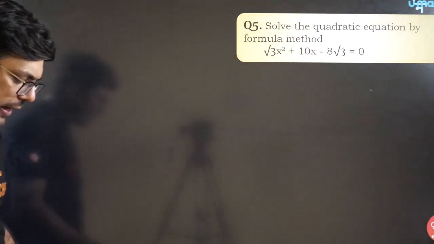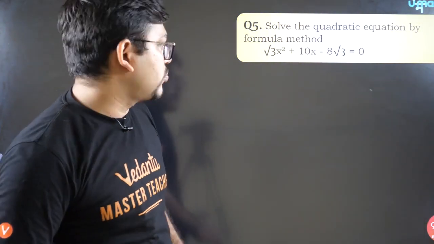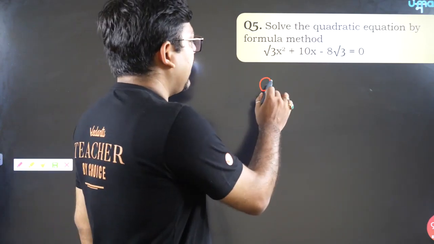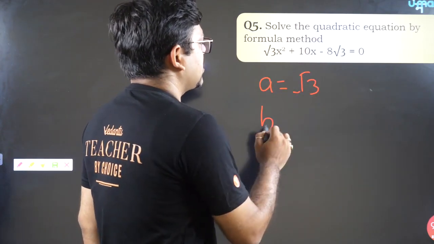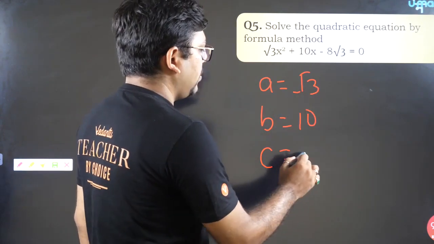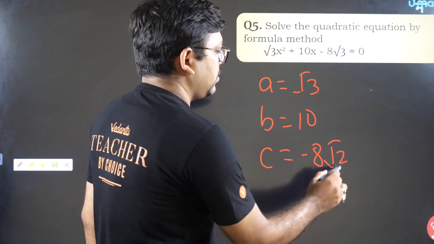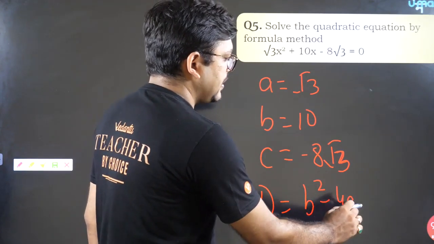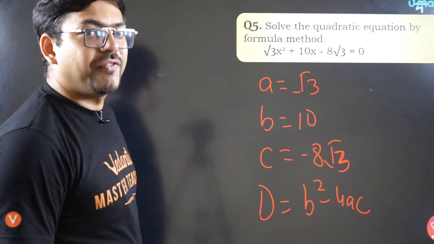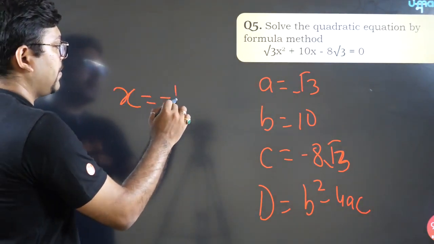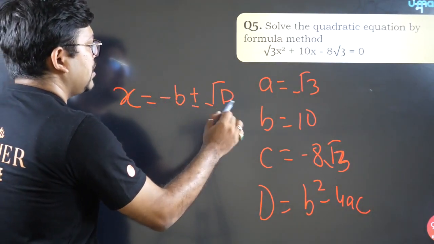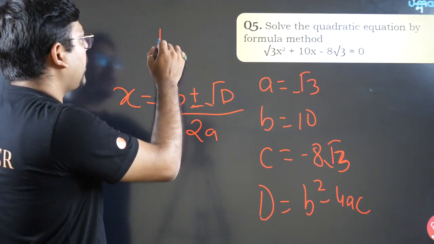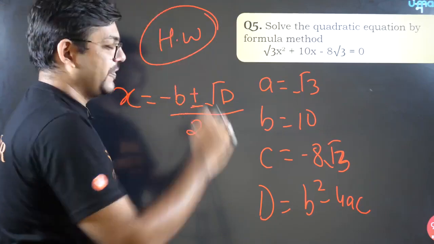I hope now I can leave it up to you guys that you have to solve it. So I'll just give you the final idea, means I'll not solve it further. A is already given as root 3, B is given as 10 and C is given as minus 8 root 3. You have to first of all find D, which is B square minus 4AC, and then you have to find the final 0, which is based on the formula minus B plus minus root D divided by 2A. That's it. So I'm not going to solve it. I'm just going to give it as homework for all of you.